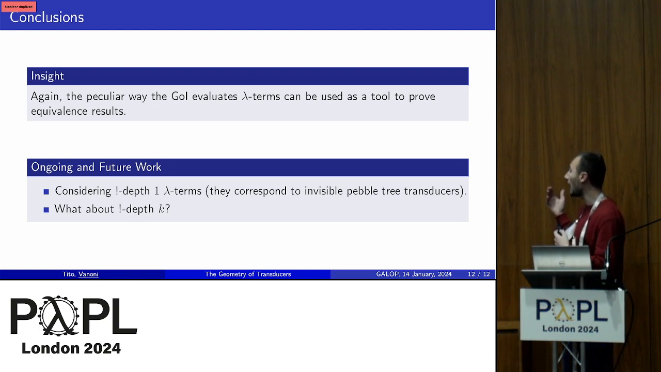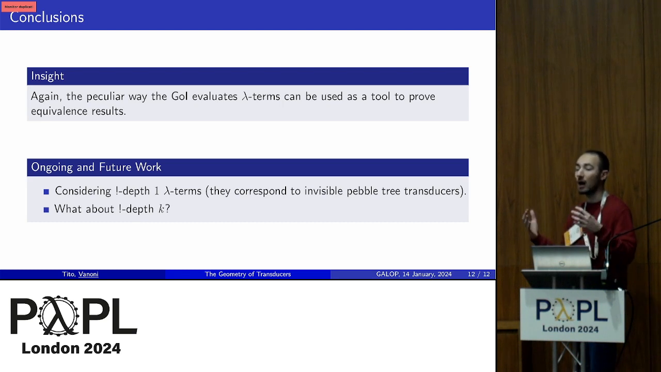And for future work instead, we would like to understand if maybe we could devise something for bang depth k with k fixed. So maybe this kind of lambda terms describe a family of automata. We don't know. So thank you.